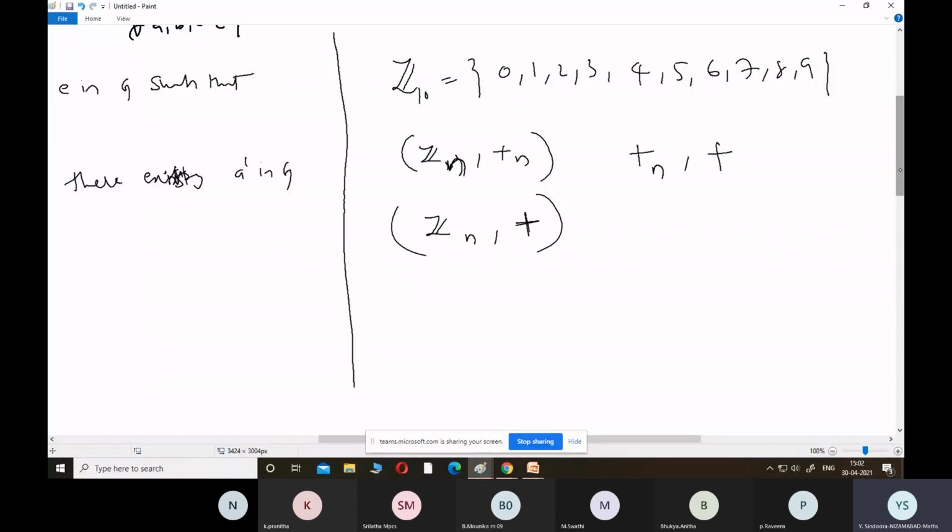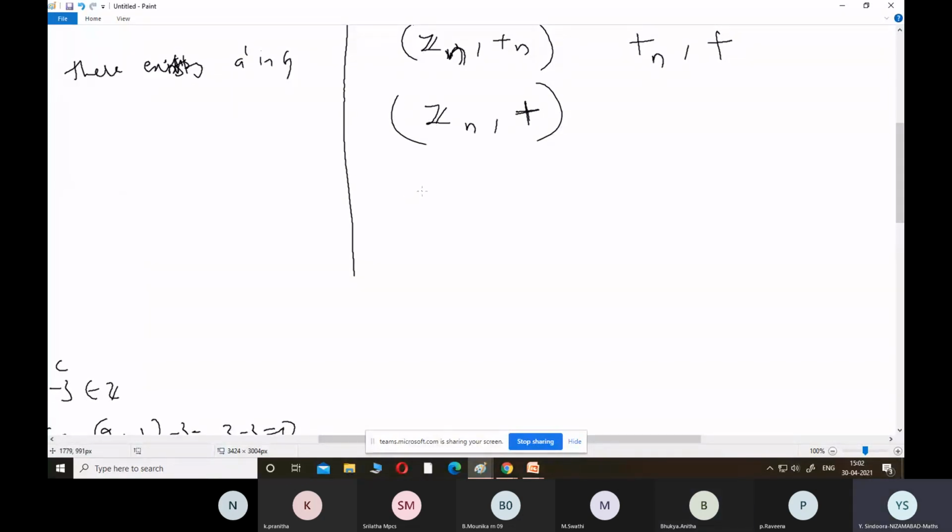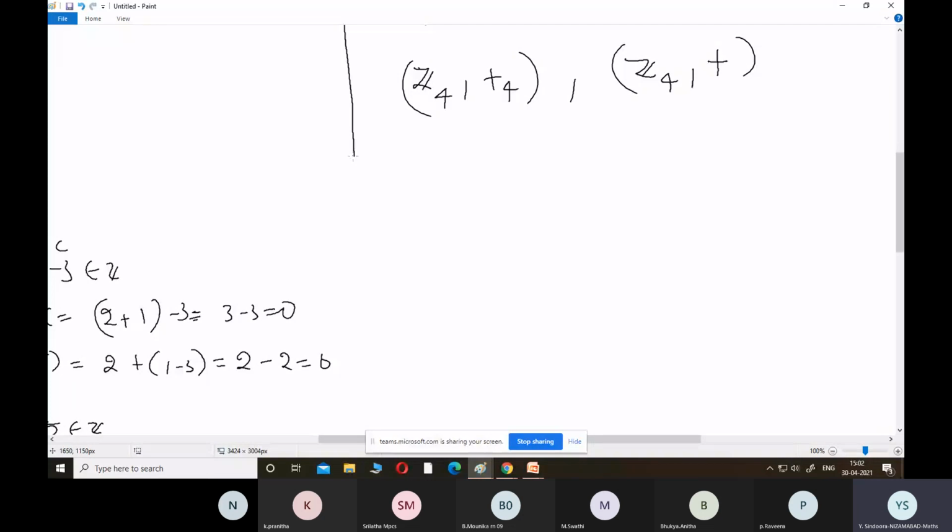So how am I going to define this operation? Let me take an example. If I'm taking Z4 under addition modulo 4, I can write like this, or I can write like this. Now tell me, what are all the elements of Z4 for us? 0, 1, 2, 3. Right, so 0, 1, 2, 3.